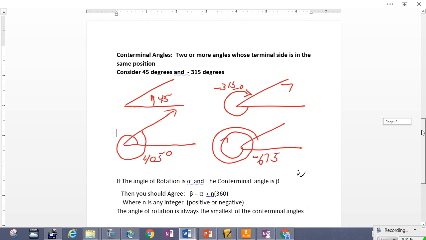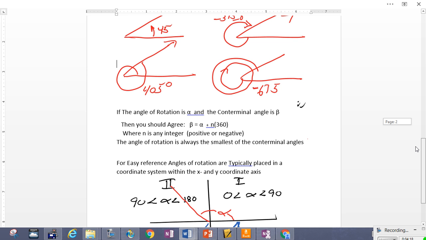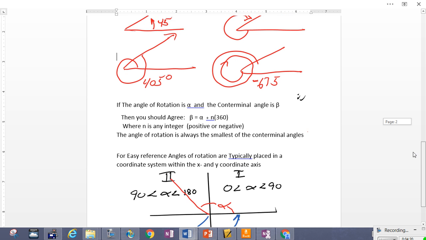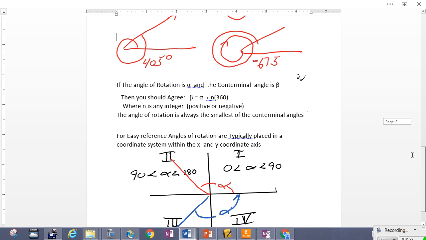So that's how we figure coterminal angles. We're just adding or subtracting any multiple of 360. Any multiple of 360 accounts for one revolution of 360 degrees. When we're looking at the angle of rotation, we always want the smallest of the coterminals.